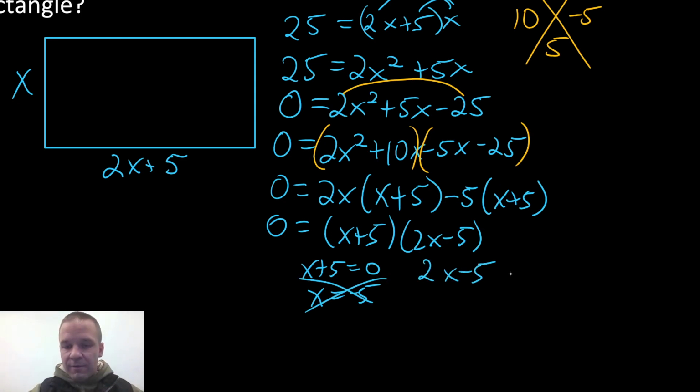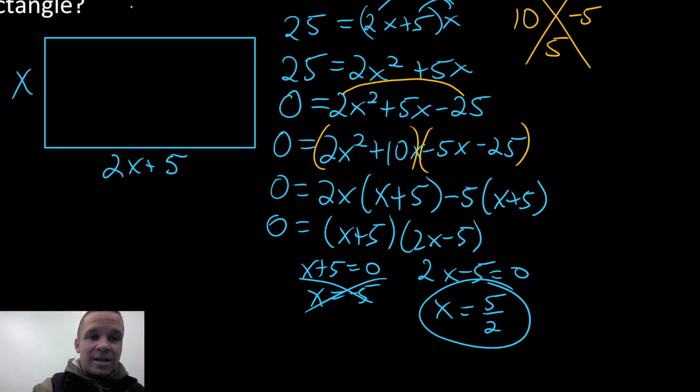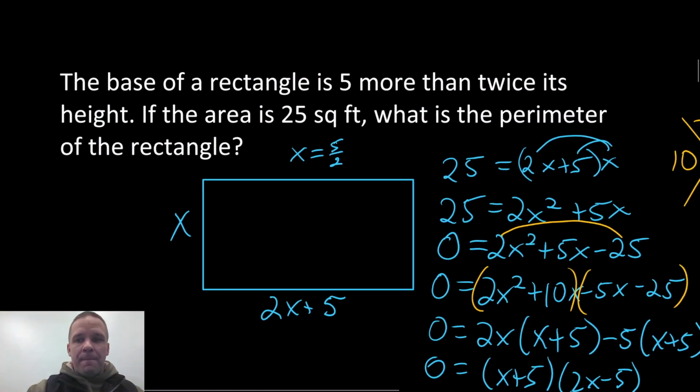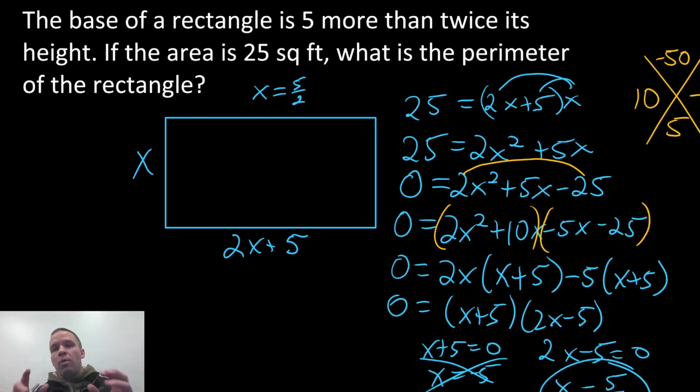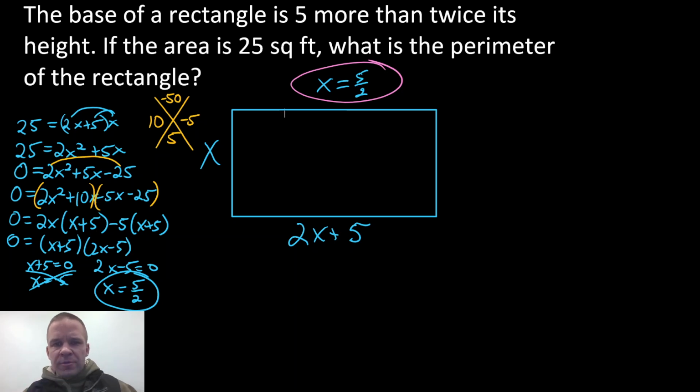2x minus 5, I'm going to end up with x equaling 5 over 2 or 2.5. That'll work, folks. That will work. I'm going to jot that down up here. x equals 5 over 2. Boom. Let's pop back up here. Okay. That was intense. Move some things around for us here.